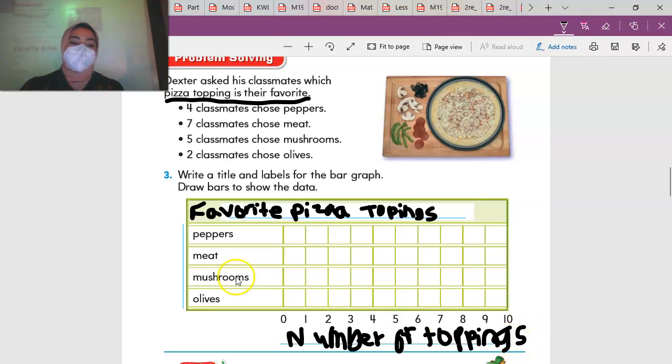Okay. And then what are these? What is peppers, meat, mushrooms, and olives? Toppings. Those are toppings. So what do you think we're going to write? Toppings. Daddy, this is exactly what I favorite pizza toppings.